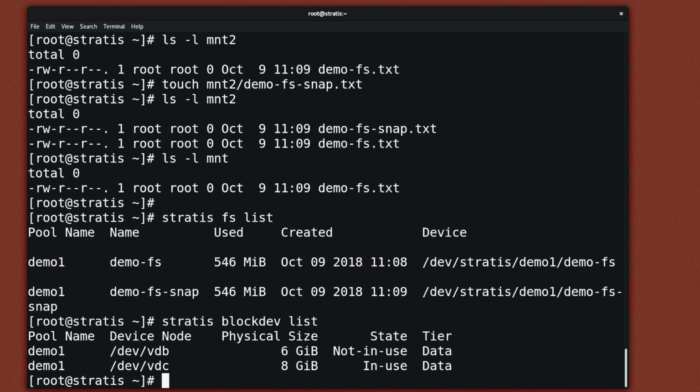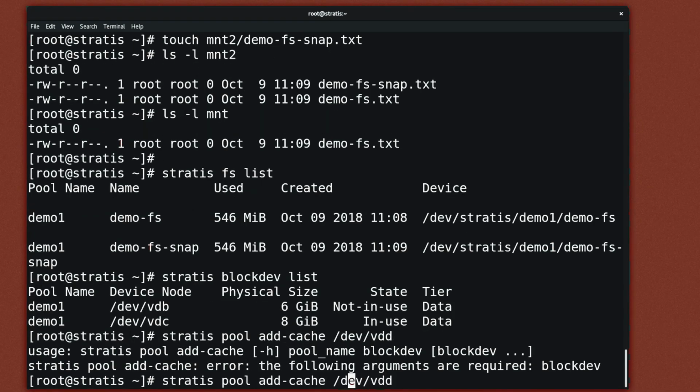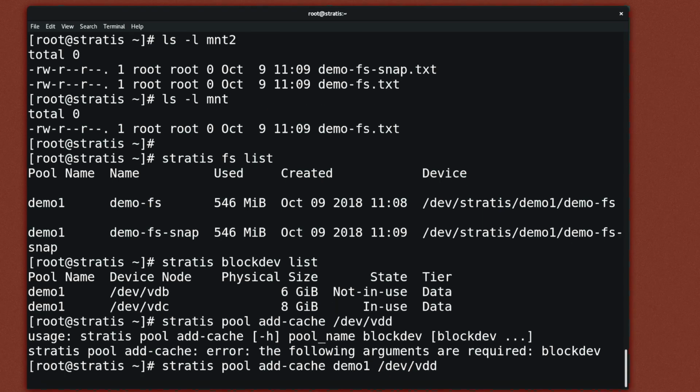Stratis 1.0 also supports a cache tier. Using smaller but fast devices as a cache for a larger data pool can be a cost-effective way to achieve good performance across a large pool of data. A Stratis pool may have a cache tier added after the pool has been created, and even while the pool remains online.